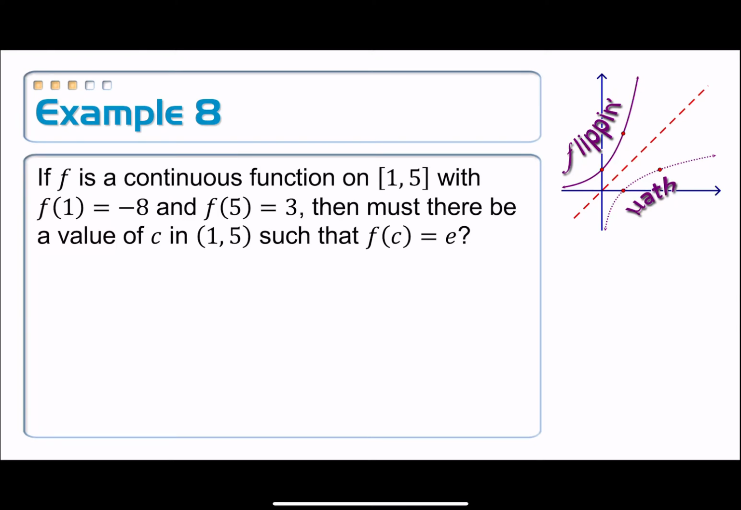For example 8, if f is a continuous function on the closed interval from 1 to 5, with f of 1 being negative 8 and f of 5 being 3, then must there be a value of c in the open interval from 1 to 5 such that f of c is equal to e?